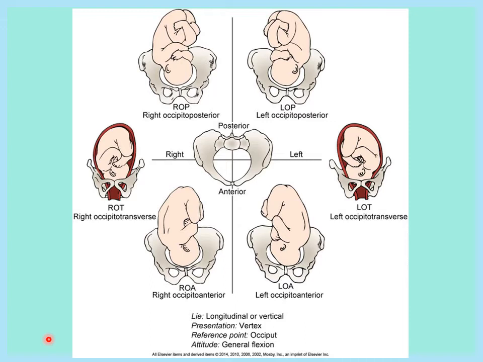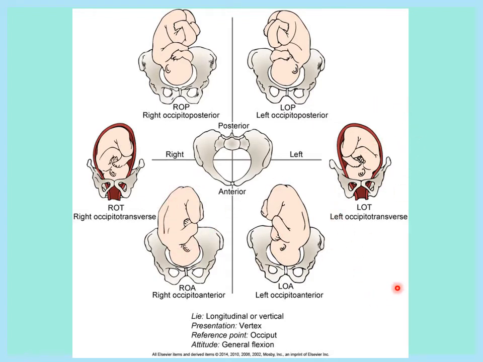Fetal attitude is the relation of the fetal body parts to one another. The normal attitude of a fetus in utero is one of flexion, in which the back of the fetus is rounded so the chin is flexed onto the chest. The thighs are flexed on the abdomen and the legs are flexed at the knee. Variations from the normal attitude can cause problems during birth. On this slide, you see that the baby's attitude is one of flexion.